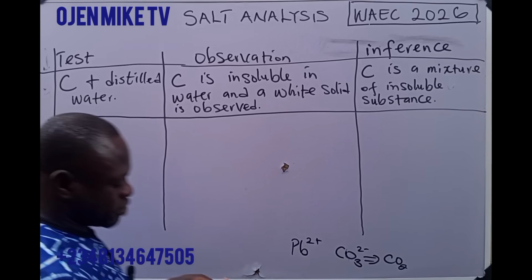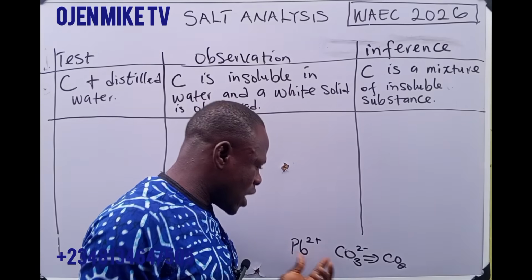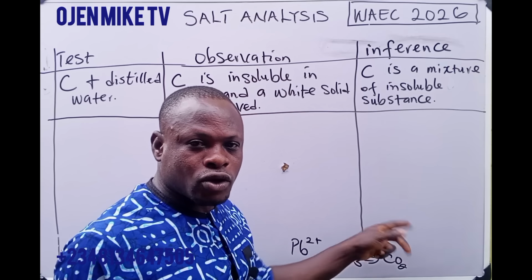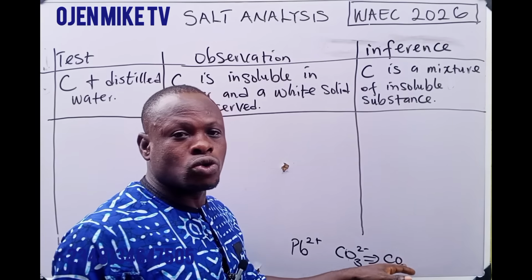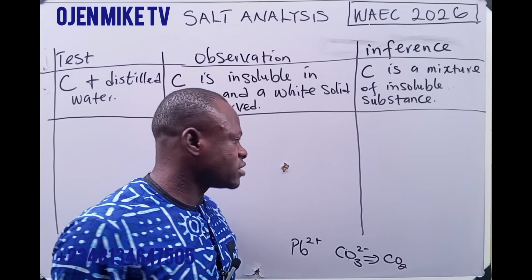Iodine, of course, that is starch. These are the things that we need to test: lead 2 ion, carbonate ion, and of course this one will give rise to what? Carbon dioxide, because of what? You are going to pass it through what? Through lime water, that is calcium hydroxide.